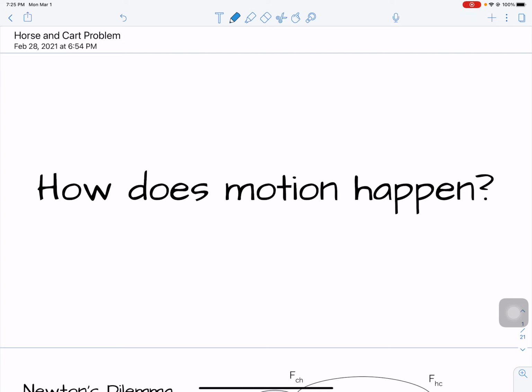So we want to talk about how friction happens or how motion happens. And we're going to do that by looking at the classic horse and cart problem.